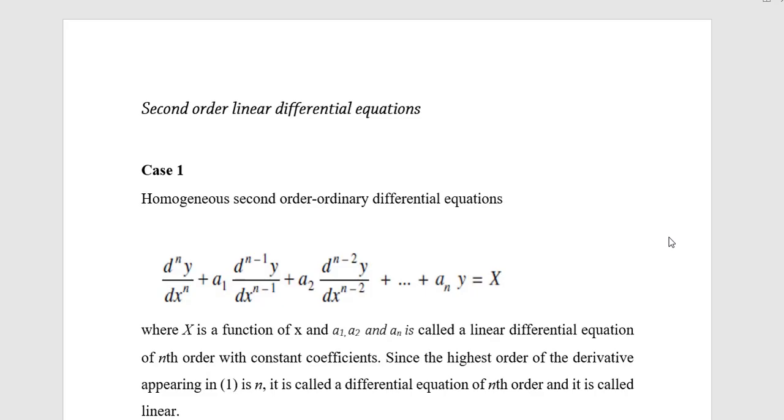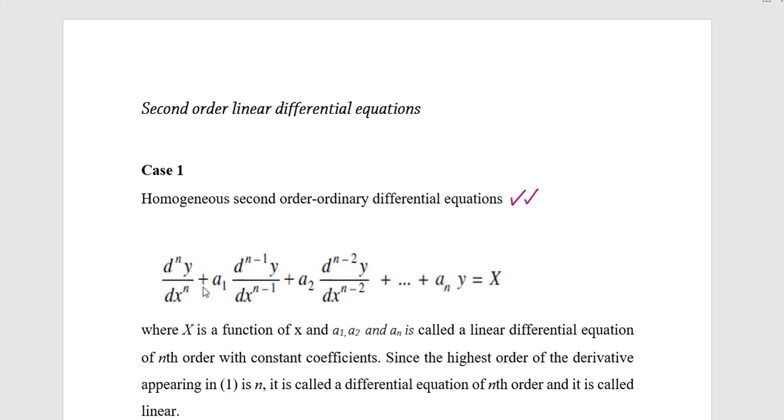Hello friend, today we are going to discuss what we call second order linear differential equations. Now I want to look at case 1, that is, homogeneous second order ordinary differential equations.